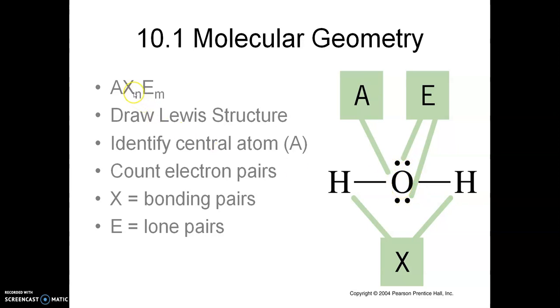Okay? X is the attached atoms, chemical X, right? In this case, they're hydrogens. But in general, they don't have to be hydrogen. They can be anything. They can be a chlorine and a bromine. They don't even have to be the same element. And then X is how many of those you have, and then E is the empty pairs or lone pairs.